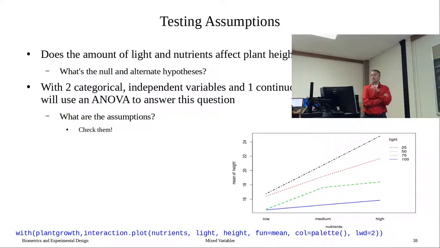What means? We're talking about the low nutrient 25% light mean is equal to the medium nutrient 25% light mean, which is equal to the high nutrient 25% light mean, and so forth. All of our subgroups, all possible combinations, are equal. All right? So we have two categorical independent variables, one continuous dependent variable. We're going to use an ANOVA to answer this question. So we need to check our assumptions. Go ahead and check them.